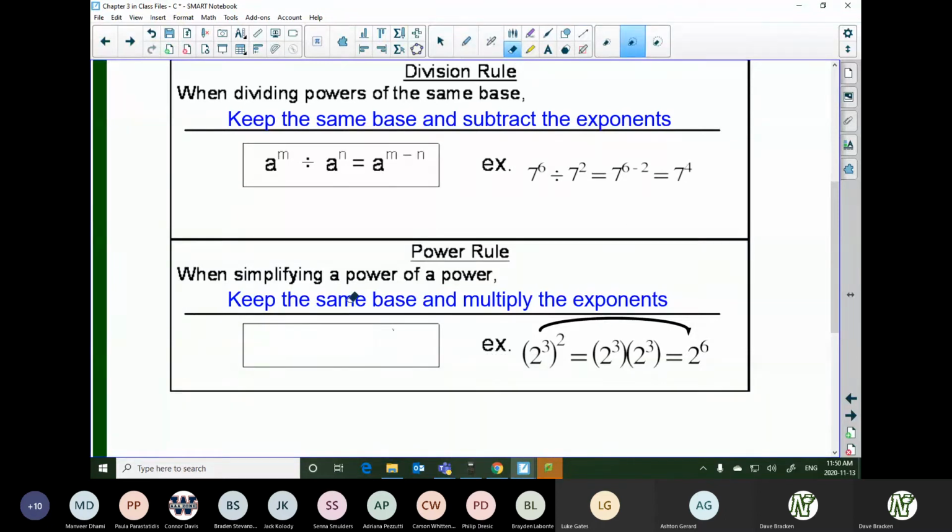So our general form here is you take a base A and raise it to the power of M. 2 to the power of 3, 2 is my A, 3 is my M. And then I raise it to some other power like an N. The N would be this power of 2 in this case. And all we have to do is just go A to the power of M times N.